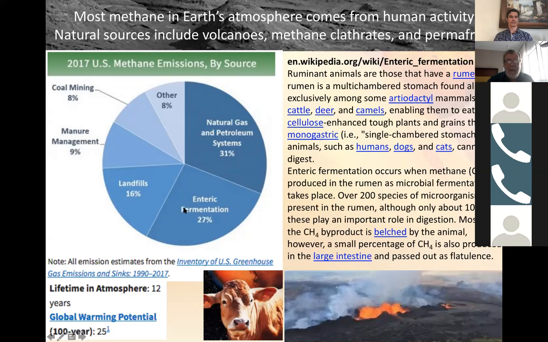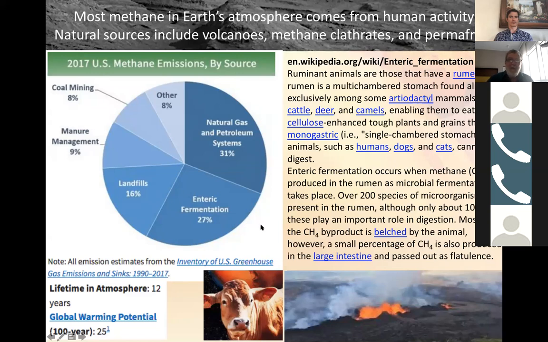In the bar chart on the left, you can see where it comes from. Landfills, for example, coal mining, other sources such as some abiotic sources, natural gas systems. But it turns out that most of the methane in the Earth's atmosphere comes from biological sources. You know, cows.